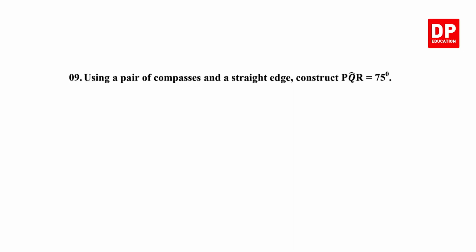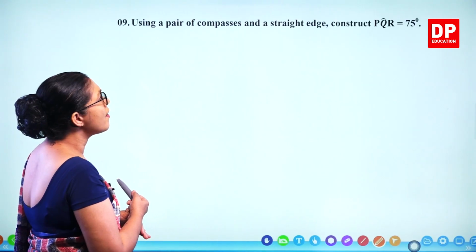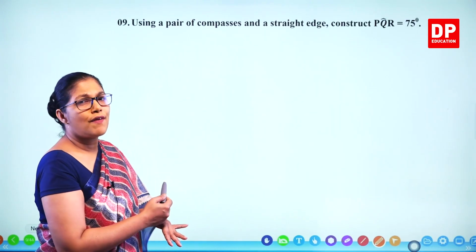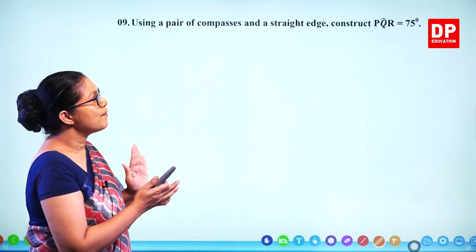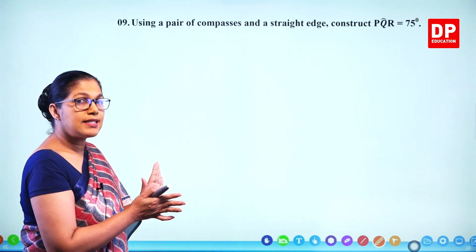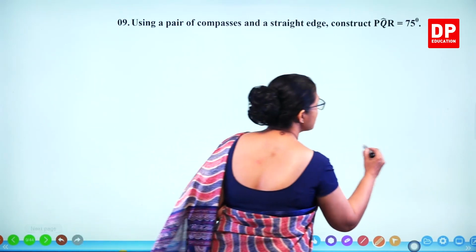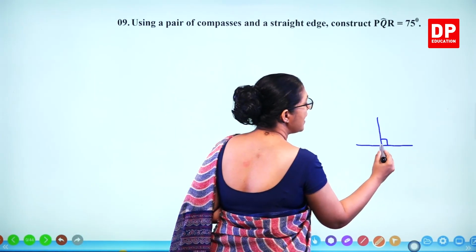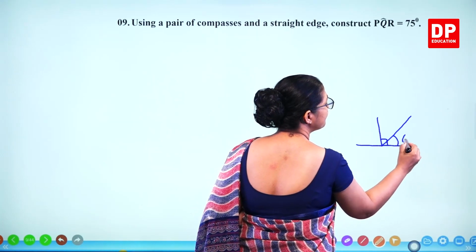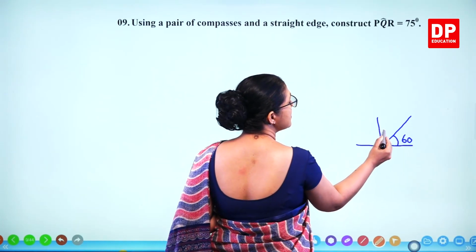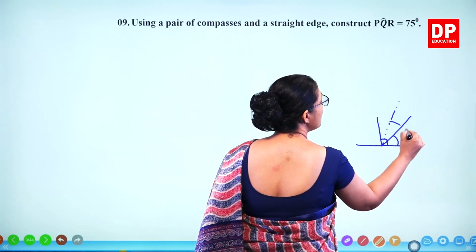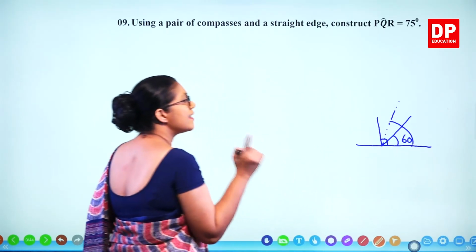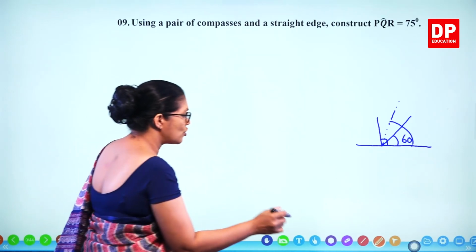Question number 9. Using a pair of compasses and straight edge, construct PQR angle at 75. So how you construct 75? You can first construct 90-degree angle. So we can sketch it 90-degree angle and 60-degree angle. And this is 30. So you bisect 30, you get 15. So 15 plus 60, 75. So that's what you have to do.